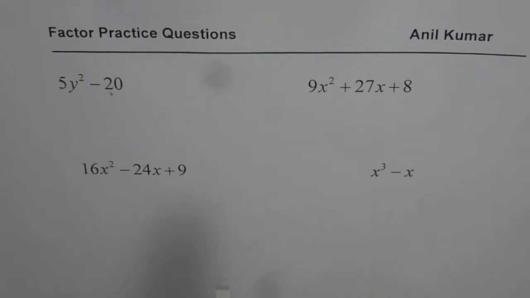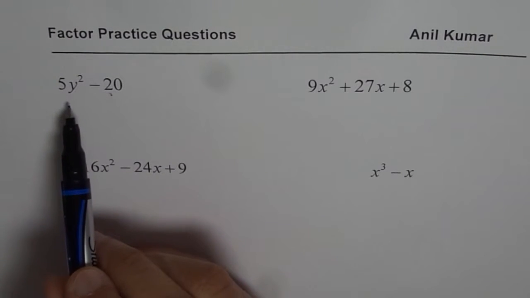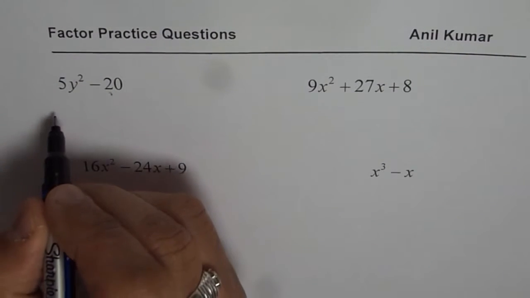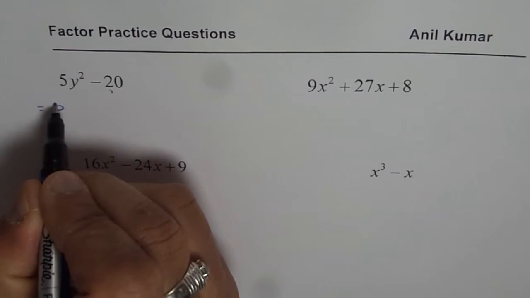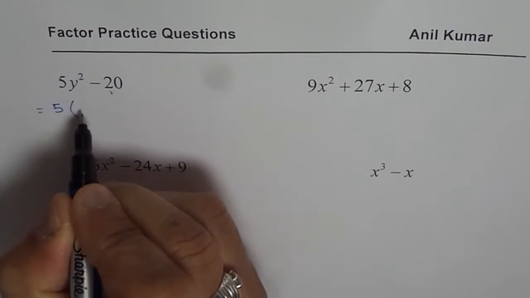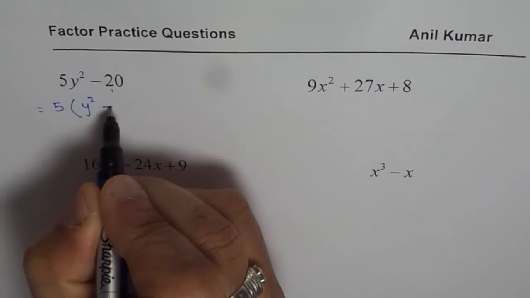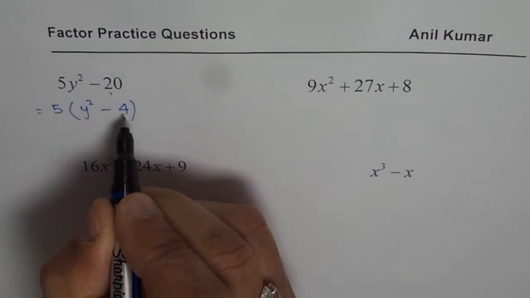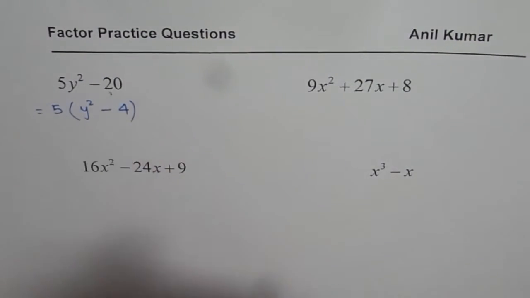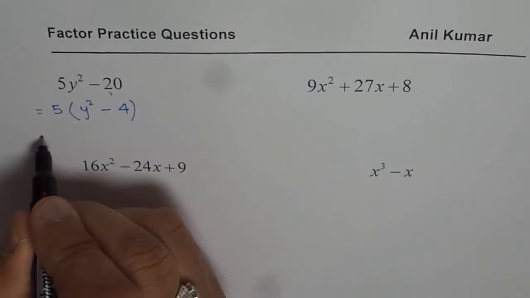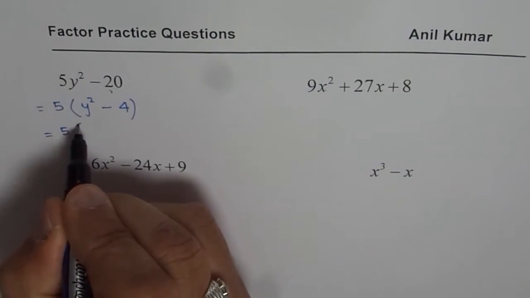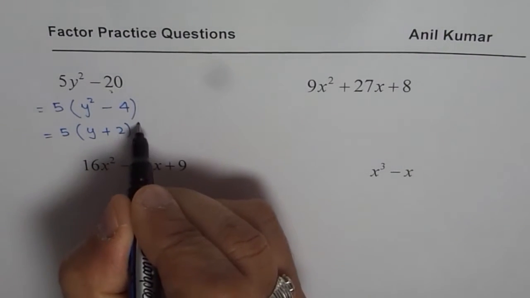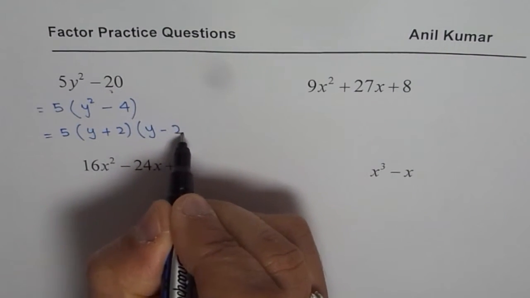Let's begin with the very first one, which is 5y square minus 20. Now 5 is a common factor, so first step should be factor 5. Group factoring, we get y square minus 4. 20 divided by 5. Now 4 is 2 square, right? So think 4 as 2 square, and therefore we could factor this using difference of squares, which is y plus 2 times y minus 2, right?